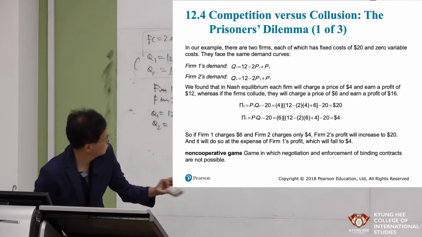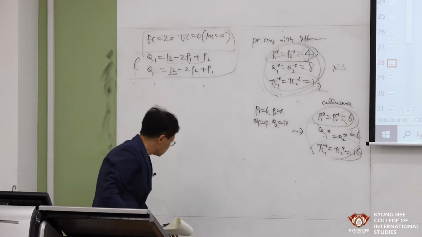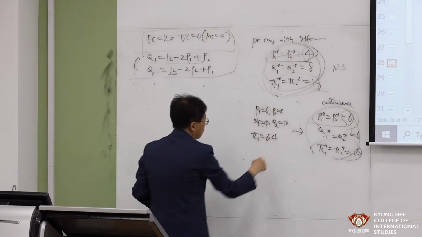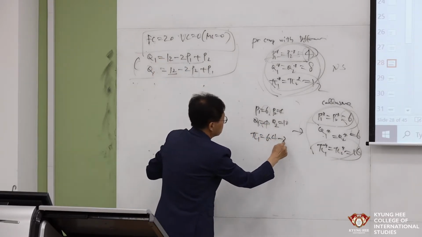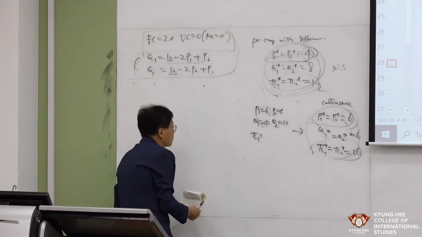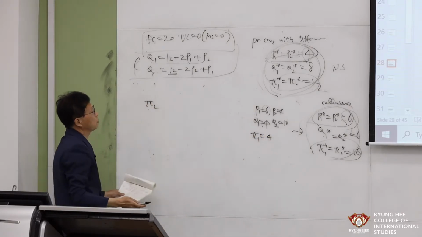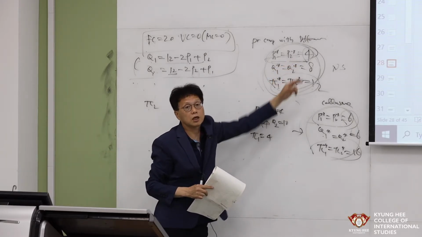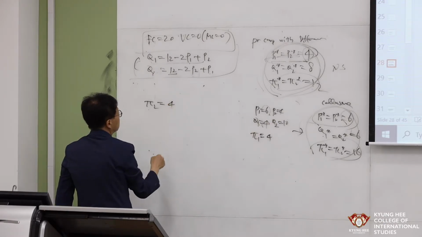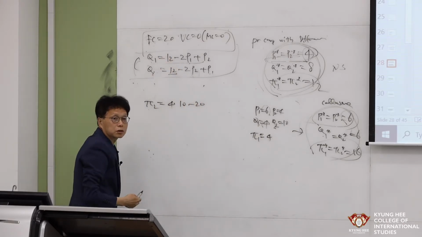Then what happens? Each firm's profit. Firm 1's profit is equal to 6 multiplied by 4 minus the fixed cost of 20, right? Then the profit is $4, right? How about the profit of firm 2? It sticks to its price of $4. This one is equal to P2 is $4, but Q2 is 10, right? Minus $20 of fixed cost. Then what happens?